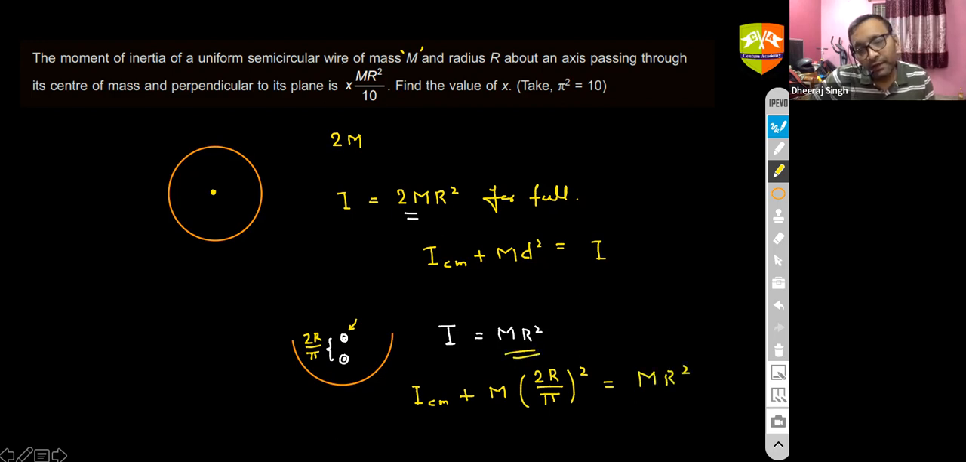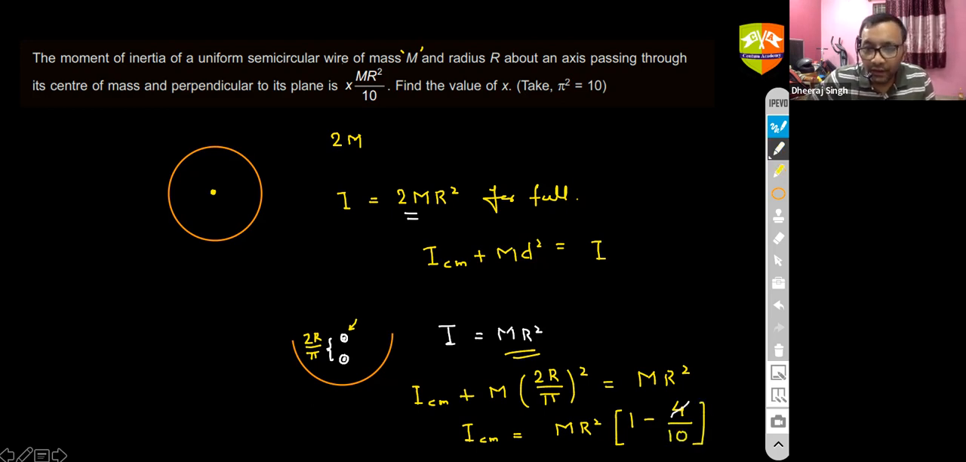Okay. So did anybody do it like this? One minus 4 by pi square... okay, 10 is in the denominator, so 6 by 10. So x is 6. I hope this is clear to everyone. Archit, understood? Hariharan, clear?